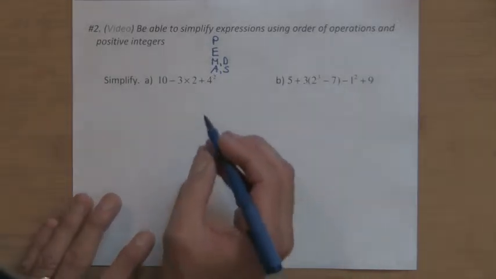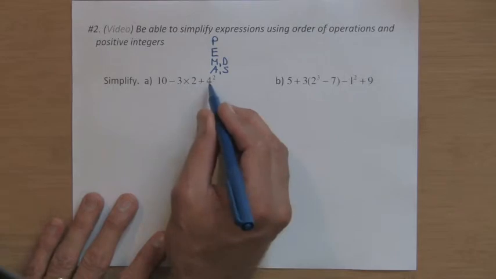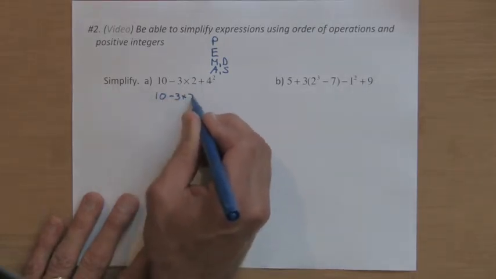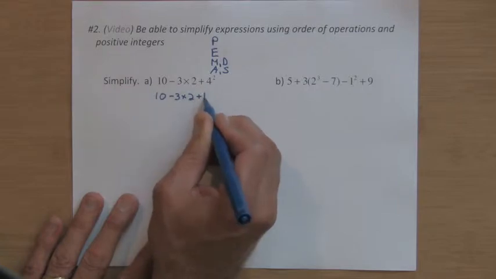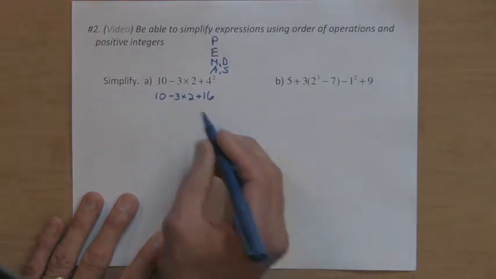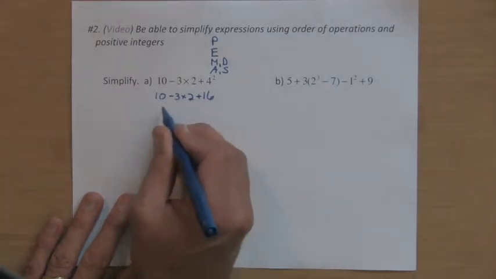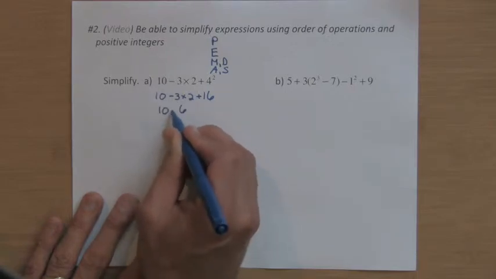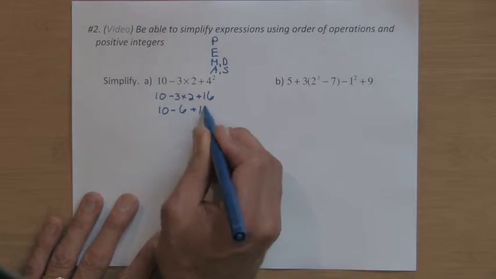First problem, there's no parentheses to deal with. There is an exponent though, 4 squared, so I'll recopy the entire problem, except I'll take care of that 4 squared and write that as 16. Next thing I notice is there's multiplying going on in the middle, so I'll take that 3 times the 2, and that's going to be 6. Recopy the rest of the problem, 10 minus 6 plus 16.